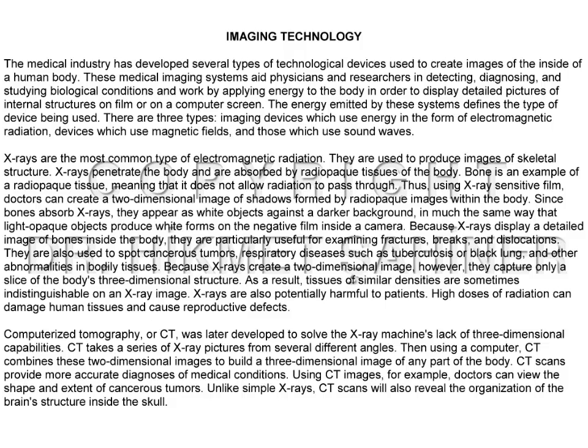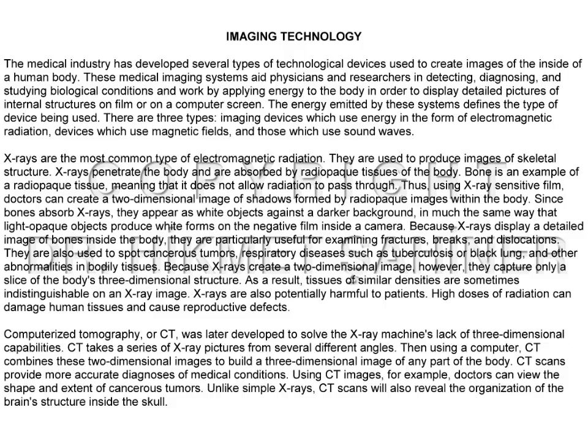X-rays penetrate the body and are absorbed by radiopaque tissues of the body. Bone is an example of a radiopaque tissue, meaning that it does not allow radiation to pass through. Thus, using X-ray sensitive film, doctors can create a two-dimensional image of shadows formed by radiopaque images within the body. Since bones absorb X-rays, they appear as white objects against a darker background, in much the same way that light opaque objects produce white forms on the negative film inside a camera.